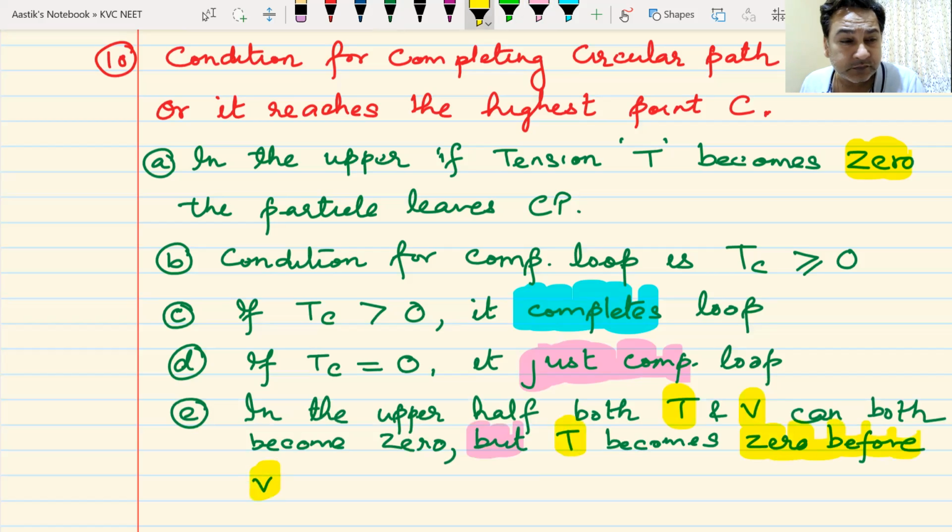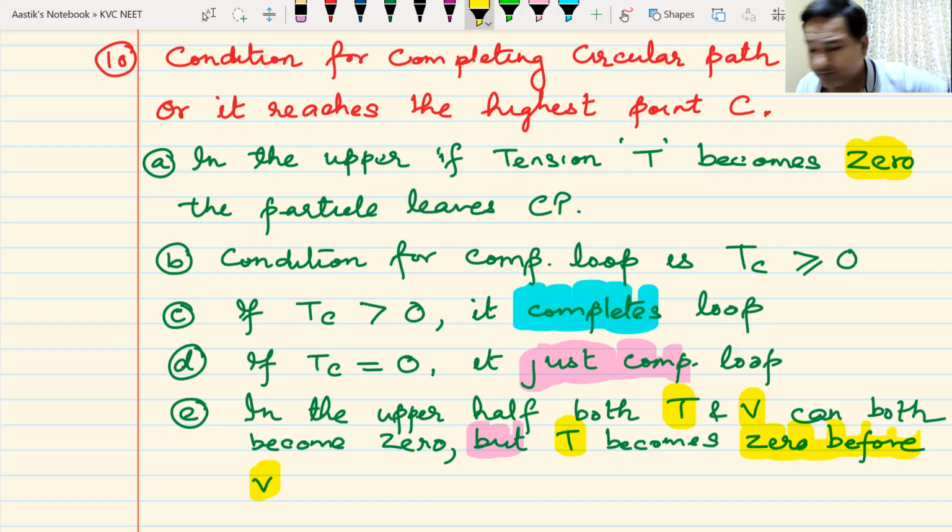So it's like a race. Who will become zero first? Both T and V are contenders of becoming zero first. They both want to become zero first. But there is only one winner here.